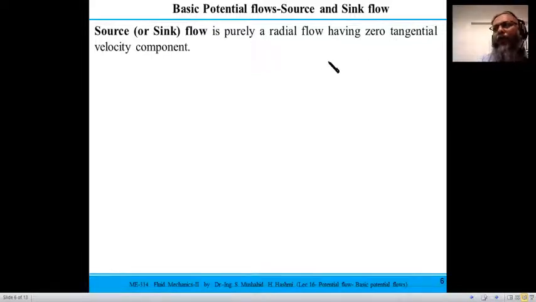So think of velocity in a polar coordinate system, where instead of x and y, you have r and theta. r is the radial direction, and theta is the direction perpendicular to the radial direction. If the only acting component is in the radial direction and the tangential component is 0, then such a flow is called source flow when it is outward, and sink flow when it is inward. So source and sink are just a change of direction.